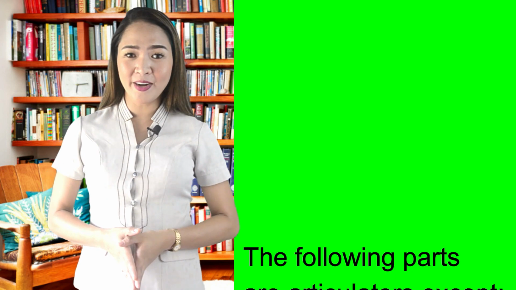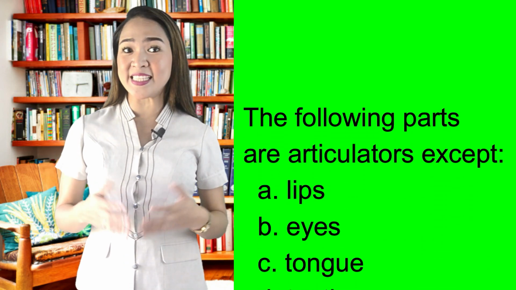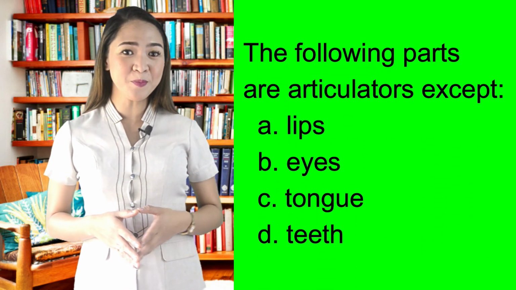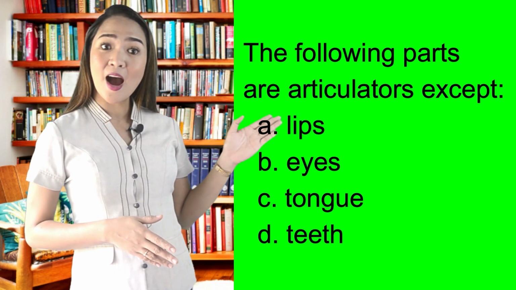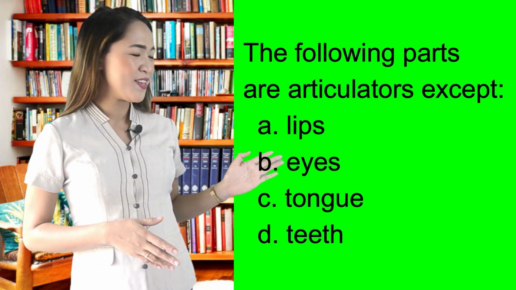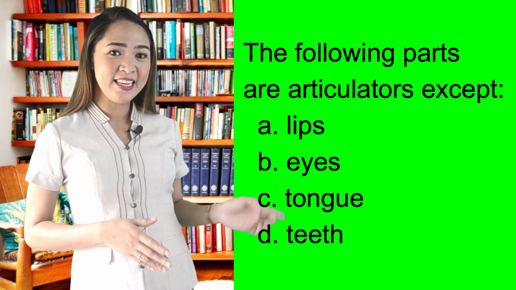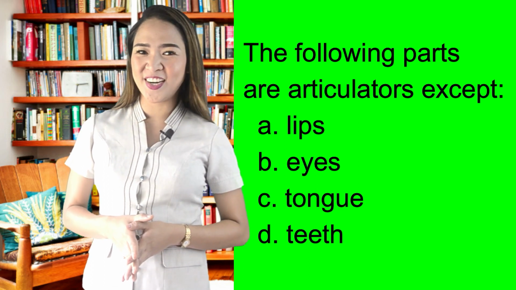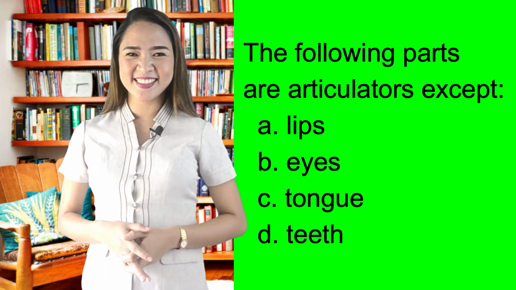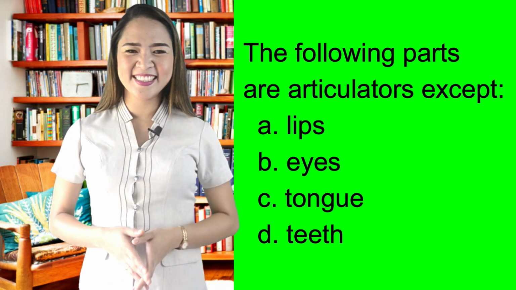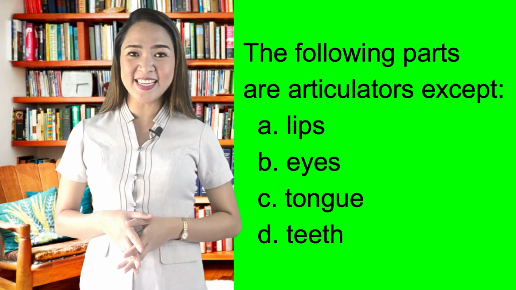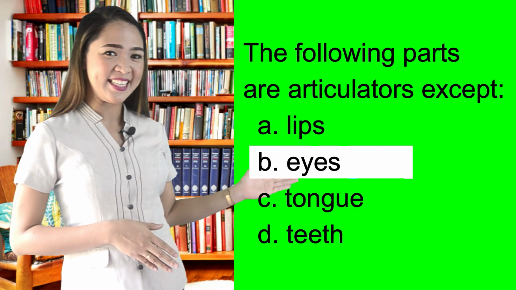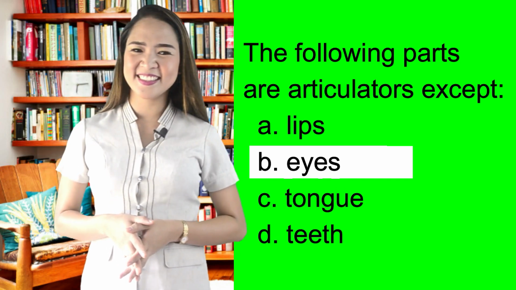First question is, the following parts are articulators except A. Lips, B. Eyes, C. Tongue, and D. Teeth. Which do you think is the correct answer? Check your notebook. Excellent! The correct answer is eyes, letter B. Let's go to the next item.